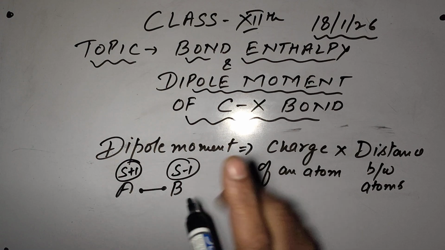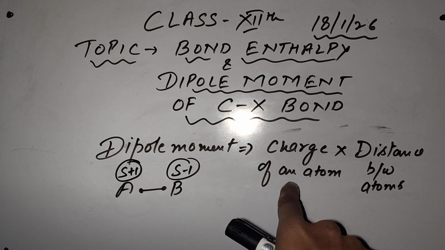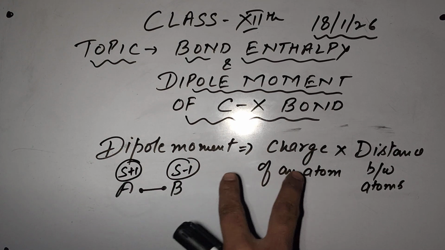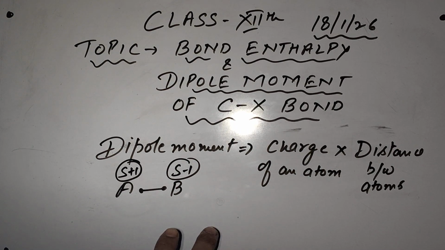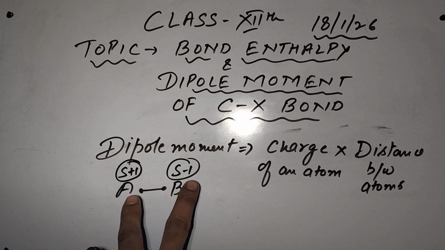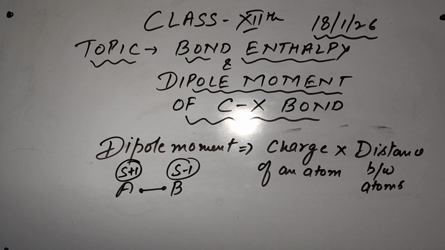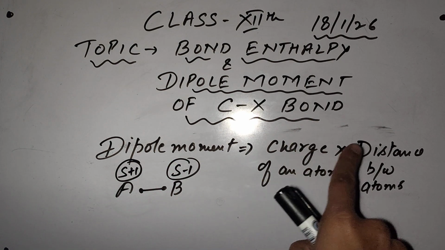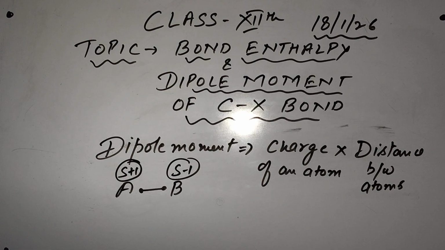Dipole moment depends on two quantities: the charge on an atom, which depends on electronegativity difference, since the greater the electronegativity difference, the greater the charges; and distance, which depends on the size of the atom. Small atoms will have a small distance between each other, and bigger atoms will have a large distance between each other. So dipole moment is the combination of the charge of an atom and the distance between atoms.